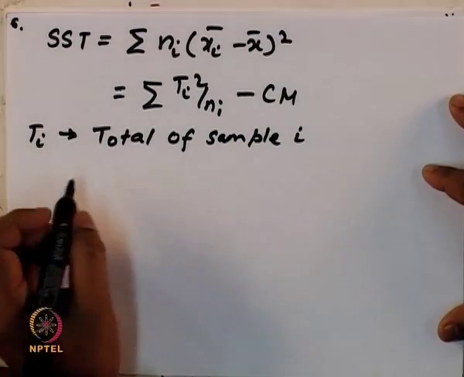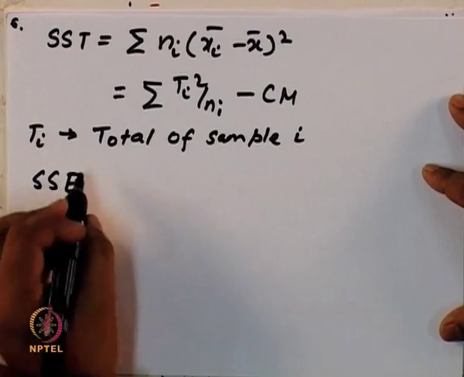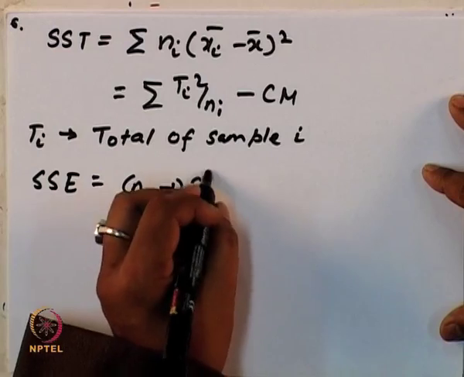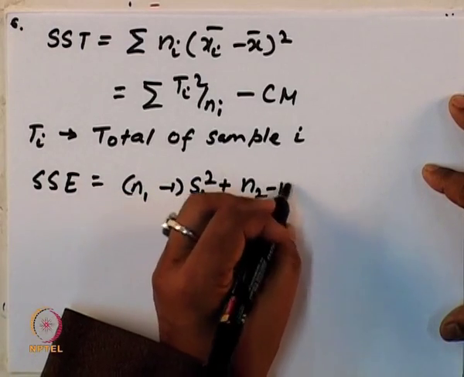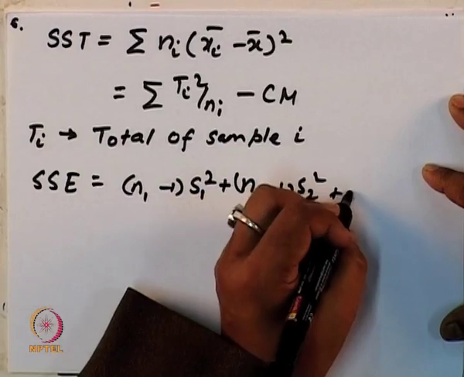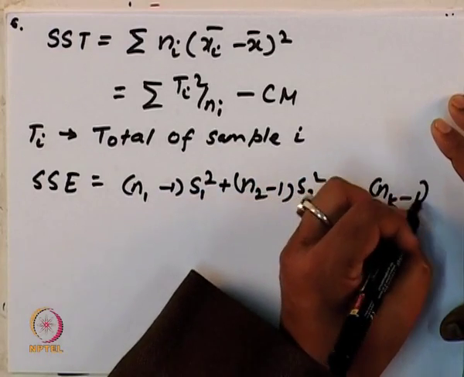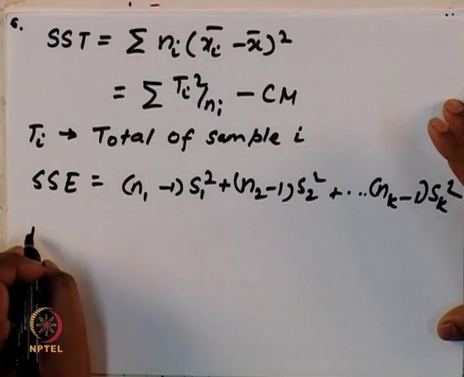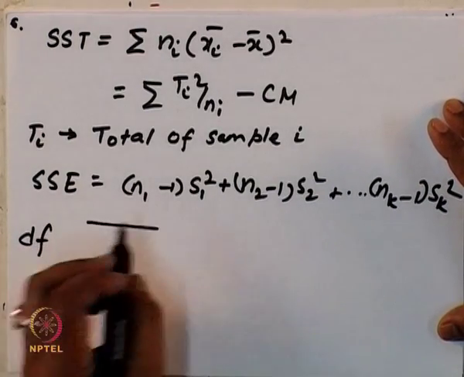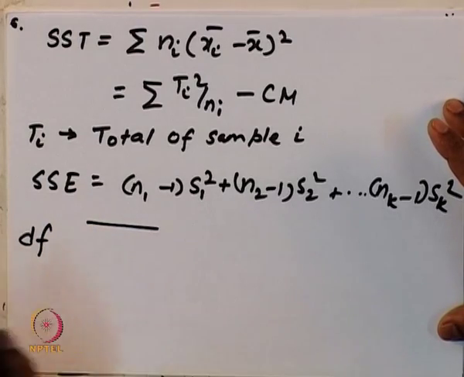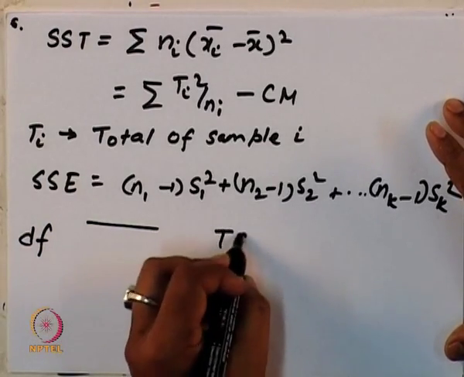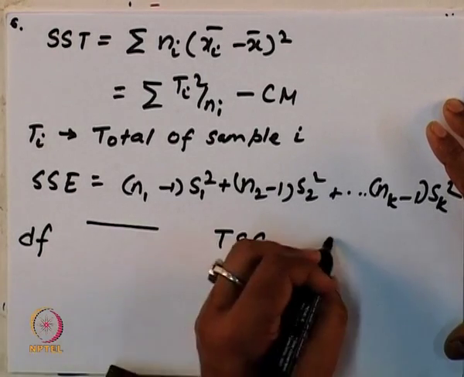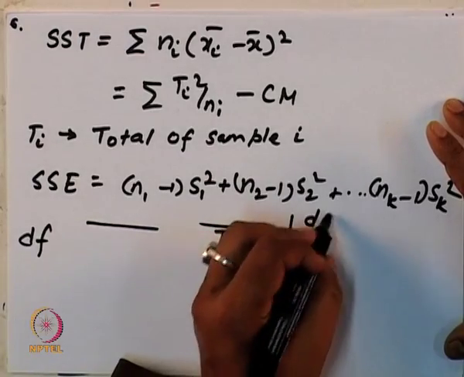Okay. And you have the sum of squares of errors, and this is given by the sum. So, the degrees of freedom, or df, corresponding to TSS, SST and SSE, you can write the degrees of freedom.